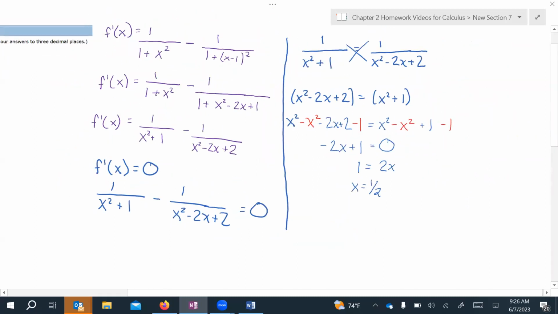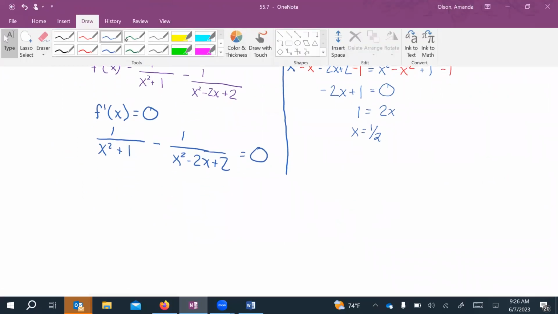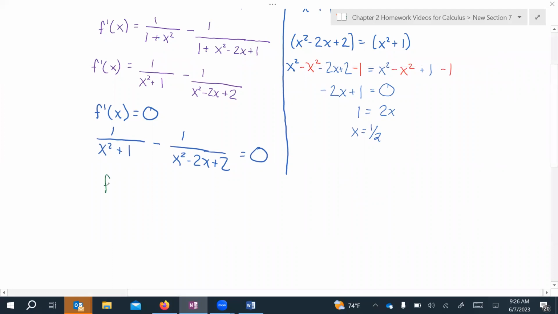The second derivative tells us about the concavity, so we can see whether we have a hill or a valley at that 1/2 point. The other thing to consider is, is there anywhere where the derivative is undefined? The derivative is going to be undefined when the denominator equals 0.